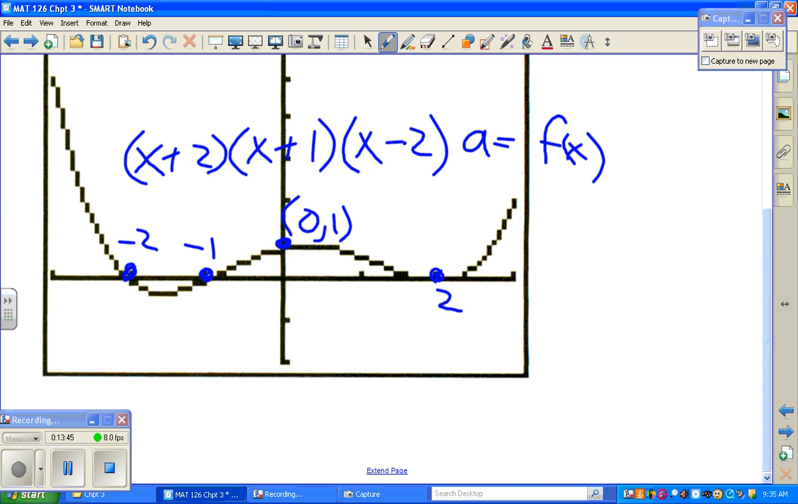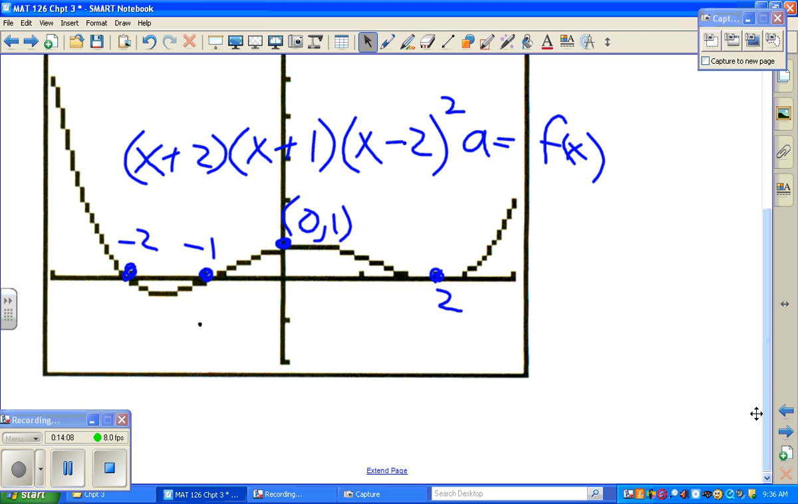I think one of them is squared, isn't it? Because it doesn't actually cross, it's tangent. So this goes to a second degree. Hence the parabola. All right. So now I think I'm ready to find out what a is. We'll use the point 0, 1.